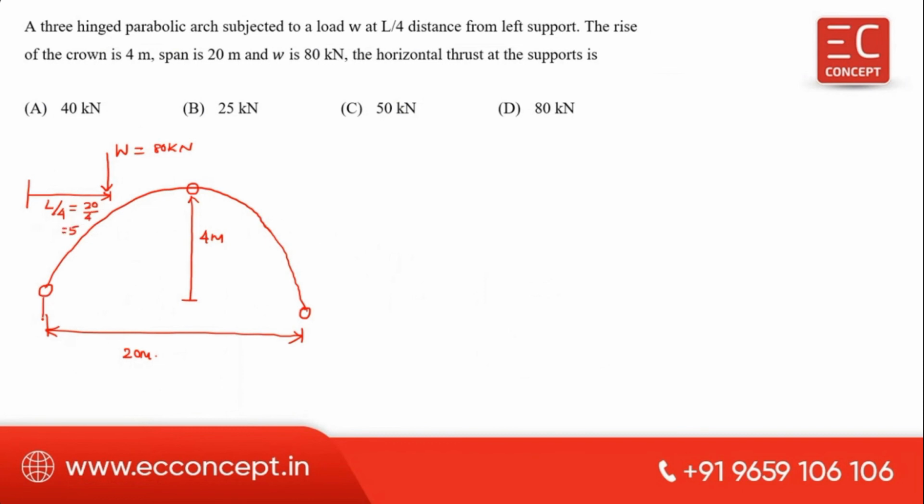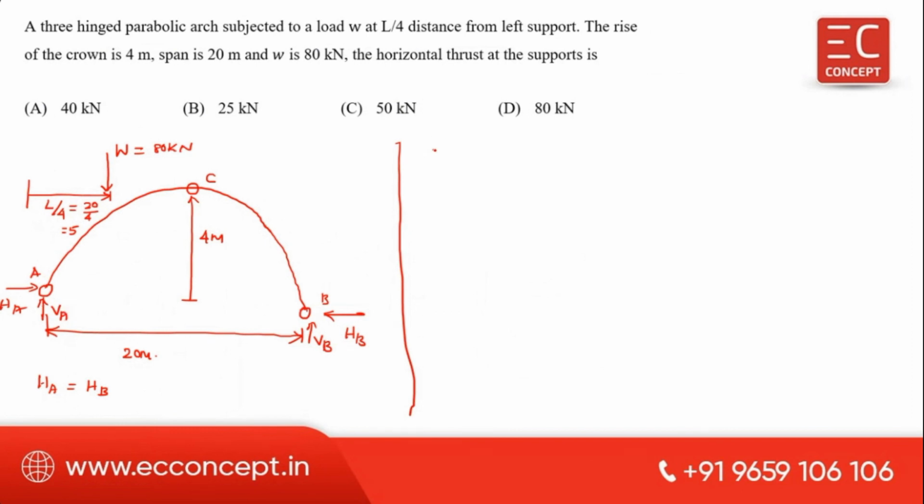This is point A, this is the B point. Therefore this is VB, and this is the horizontal reaction HB. This is the point C. Let us consider this is HA. In general, HA is always equal to HB. This also you have to keep in mind. Now they are asking for horizontal thrust. For calculating horizontal thrust, before that we need the reactions.